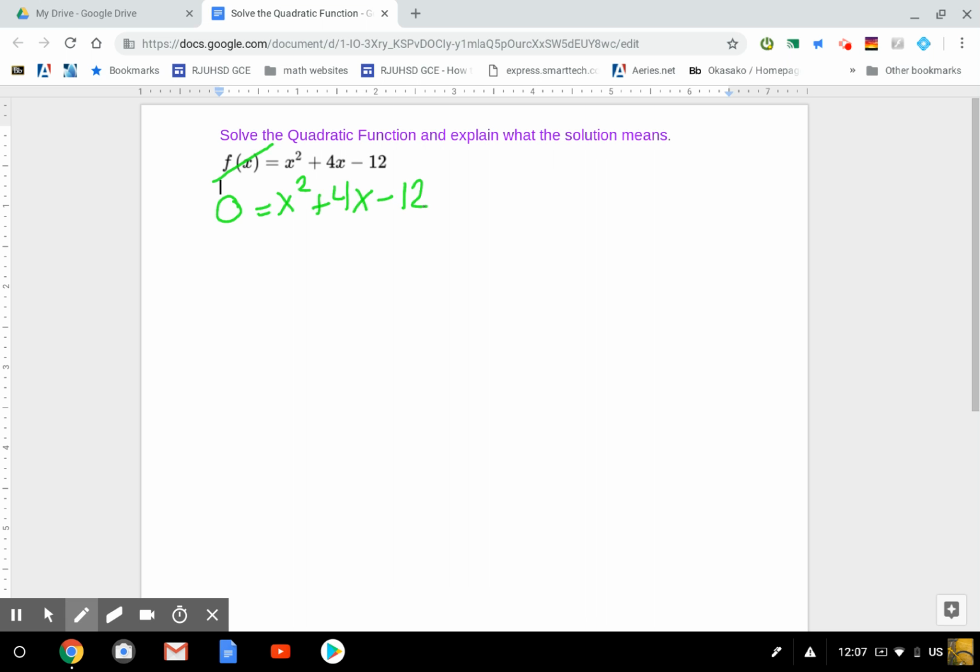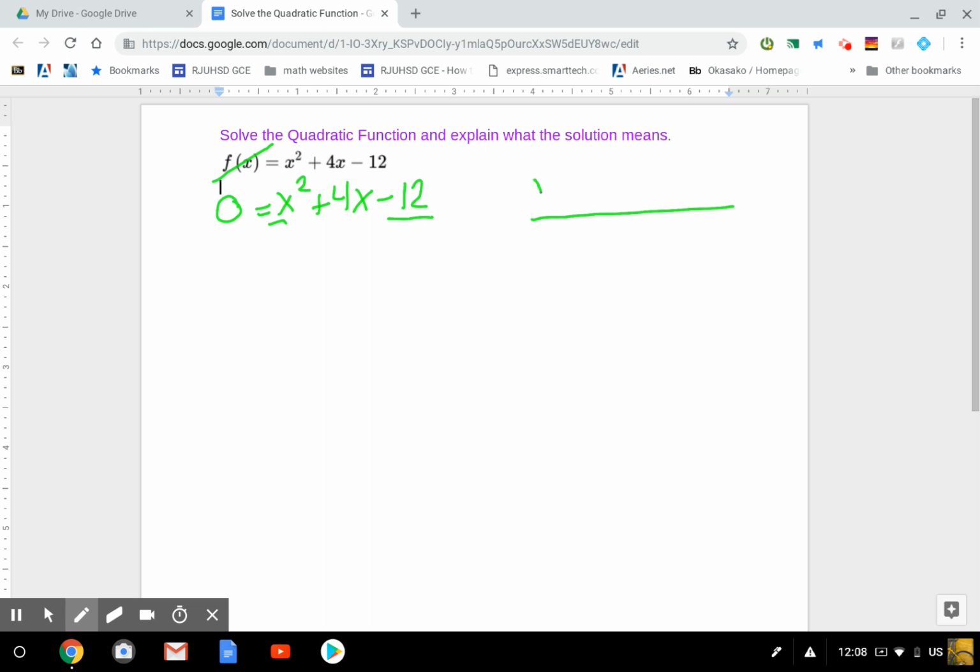And then after that, you're going to want to figure out what your possible rational roots are. You're going to do this by looking at this negative 12 over here and this x squared over here. So you're going to take your lines. Let's start off with the negative 12. So what are the factors of negative 12?